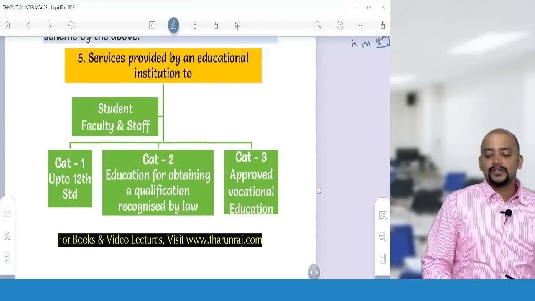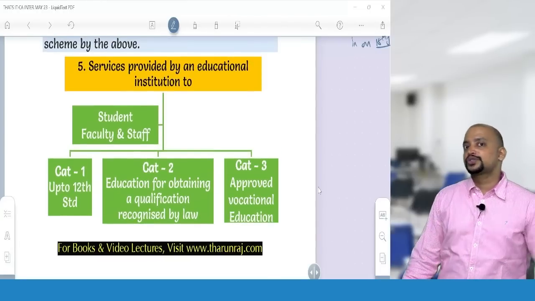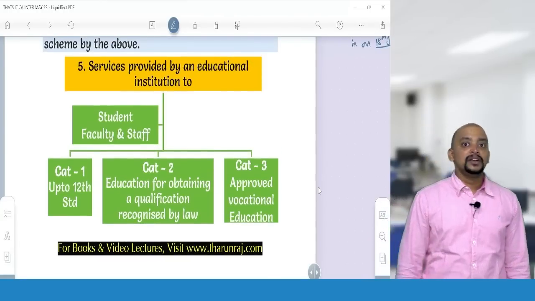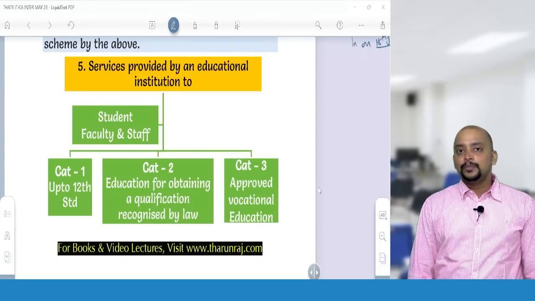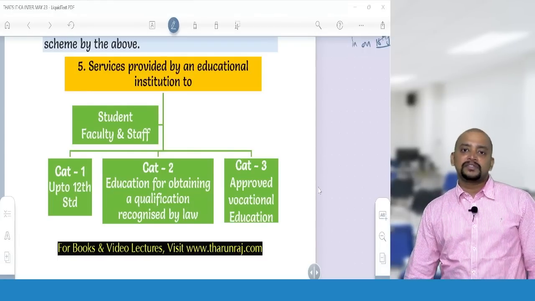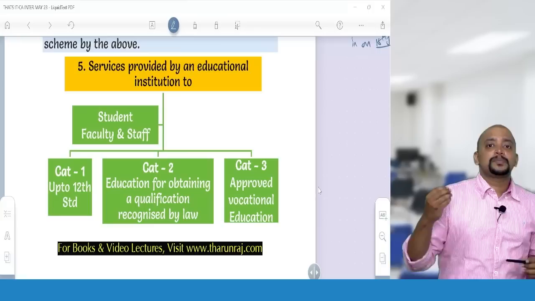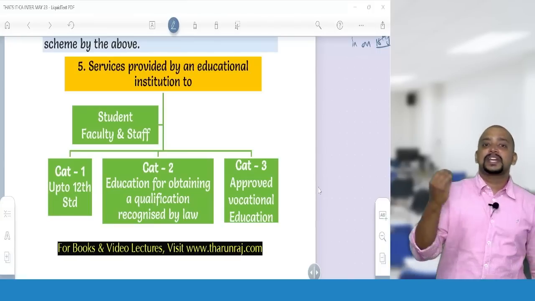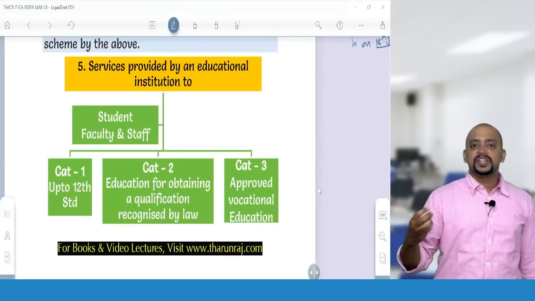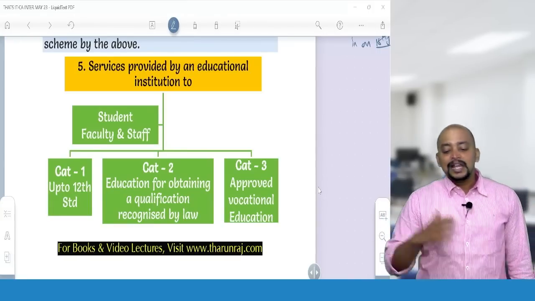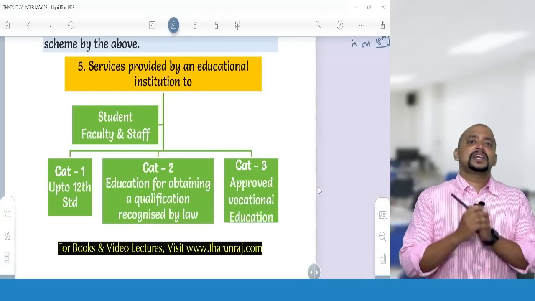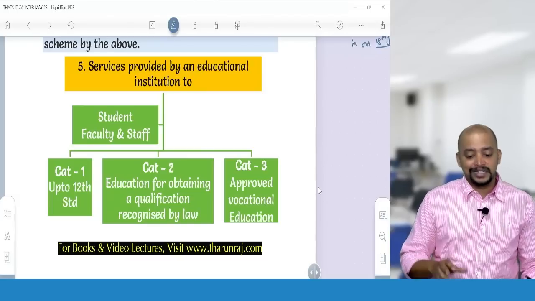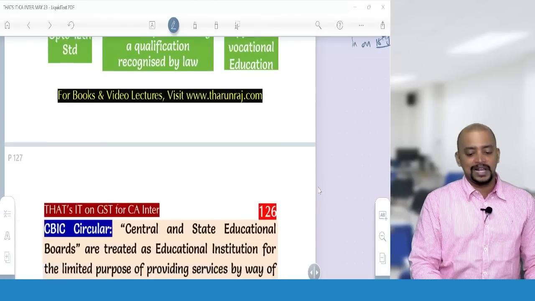Then services provided by an education institution to students, faculty and staff are exempted. Now what is the meaning of an education institution? We have three categories of institutions. Number 1, up to 12th standard or equivalent. Number 2, education as a part of curriculum for obtaining a qualification recognized by law, so UG, PG, CA, professional courses will come there. And category 3, approved vocational education. So for these three education institutions, if they collect any amount from the students, faculty and staff by way of providing any service, it will be exempted.